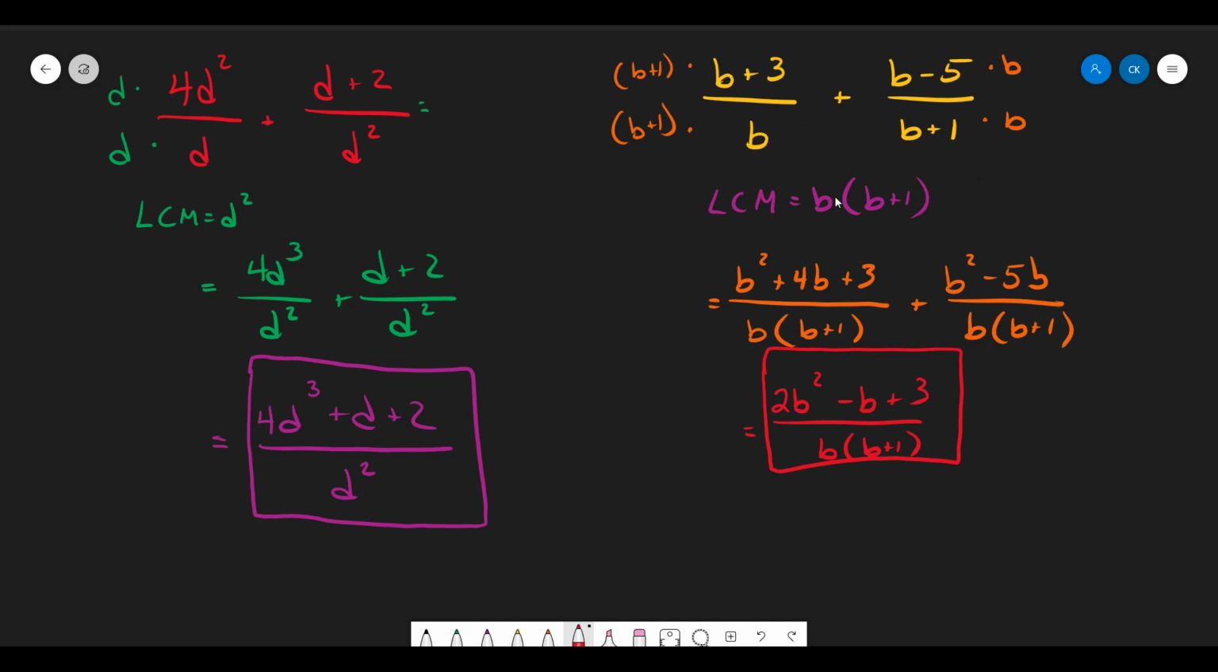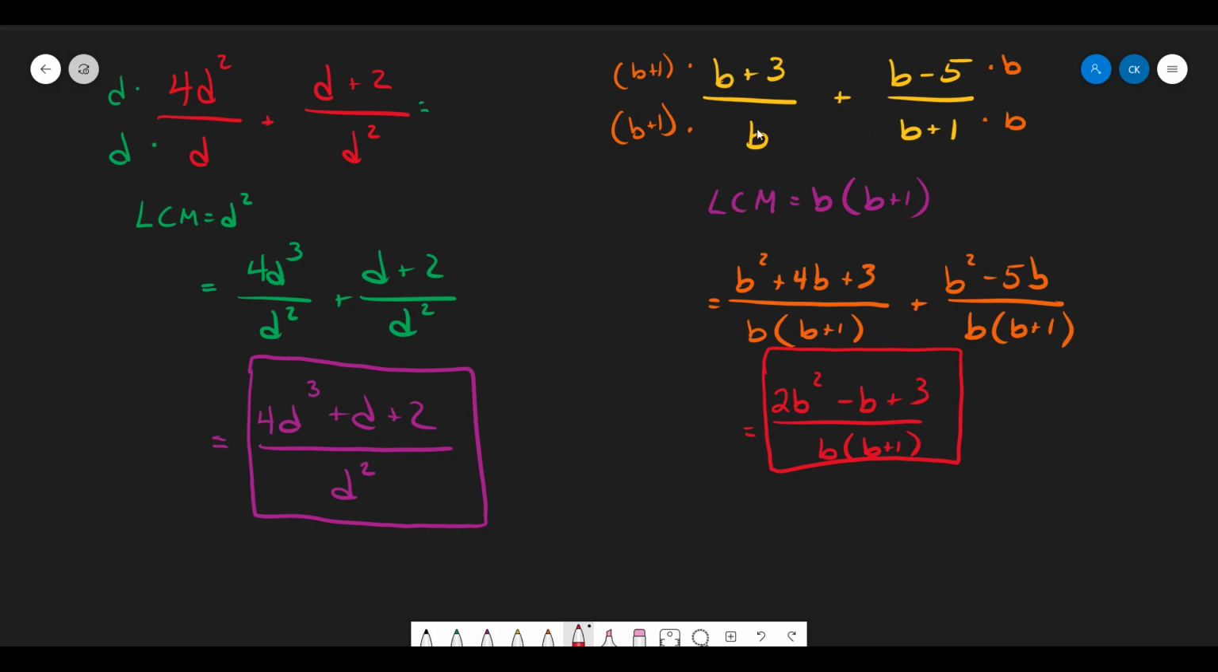For the second one, here we have a monomial, here we have a binomial. So you have to remember, a monomial can't be split up any more than it already is, meaning I have to look at its prime factorization. But the prime factorization of b is just b. So b is going to be in the LCM because this is a binomial or a polynomial, which also can't be factored. So I also have to have the b plus 1 in the LCM. So my LCM is b times b plus 1.